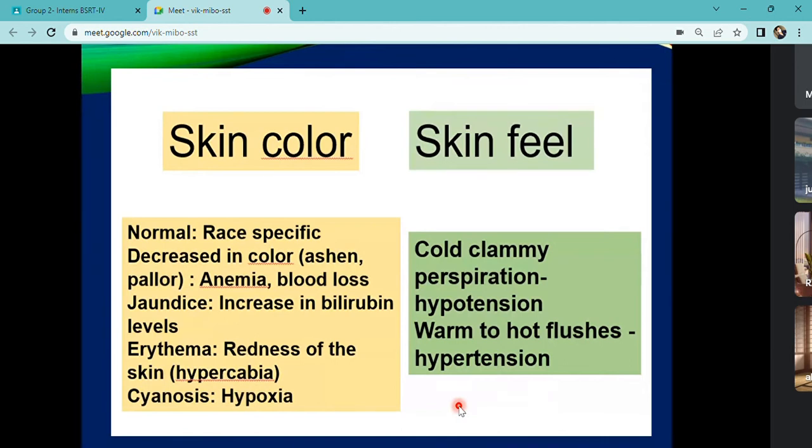Okay? Mumula. Baka during your chest physiotherapy, postural drainage, nakatagal-tagal niyang naka-head down position, ang pasyente mo, nagko-cold clammy perspiration, nag-hypotension yan. Okay? Naka-head down position, nag-warm to hot flashes na yung patient mo, nag-hypertension na yan. Ingat ka, baka mamaya ay mag-faint yung patient mo.